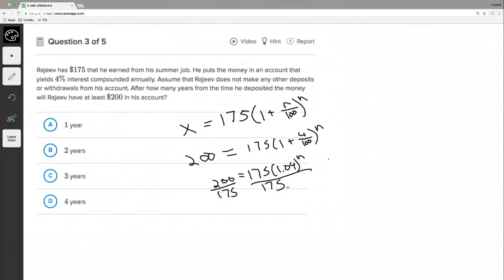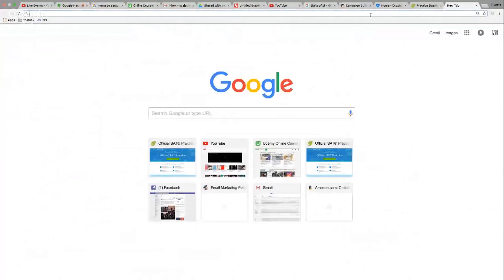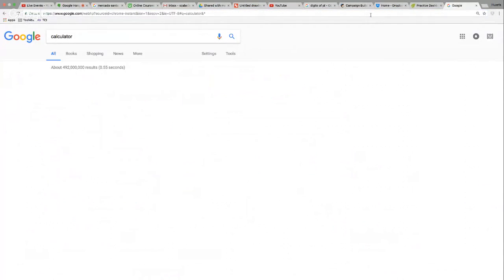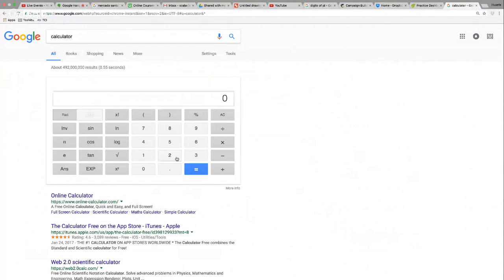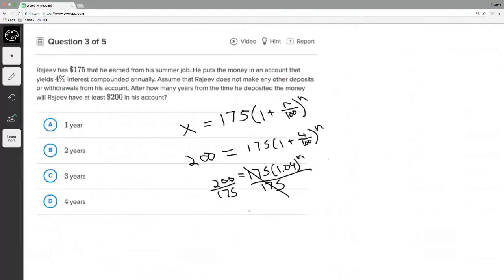175, right? All right, let's get rid of that. So let's go over here and jump on the calculator. I just use the Google calculator. So we're going to do 200 divided by 175. I guess this rounds to 1.14. We got 1.14 equals 1.04 to the n power.